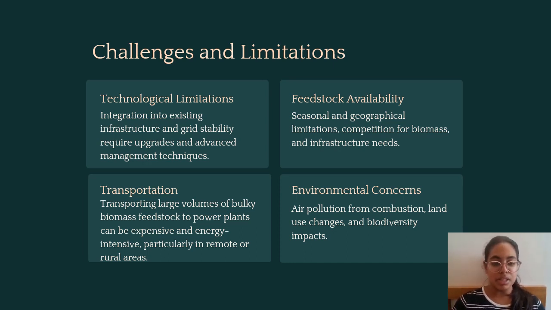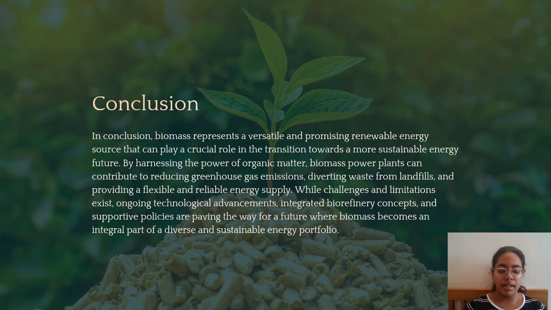Number 3. Transportation. Transporting large volumes of bulky biomass feedstock to power plants can be expensive and energy intensive, particularly in remote or rural areas. Number 4. Environmental concerns. Air pollution from combustion, land use changes, and biodiversity impacts. Now let us conclude the presentation.